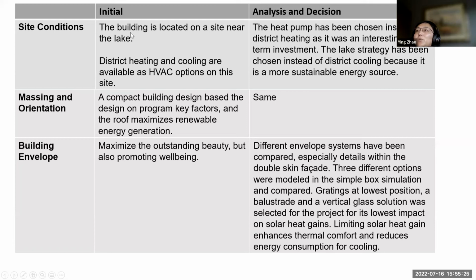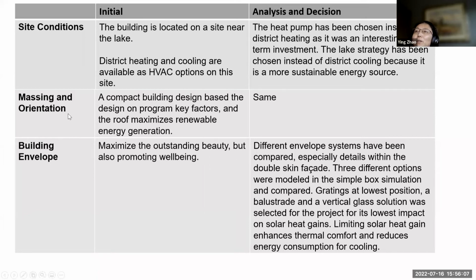So for site condition, the building is located on the site near the lake. They have a district heating and cooling system available as HVAC options. So they consider a heat pump rather than district heating, because that's just a decision. They feel the heat pump may be more interesting as a long-term investment. And then they have a lake, so they probably use the lake as a free cooling strategy rather than the district cooling, because it's a more free and more sustainable energy source.